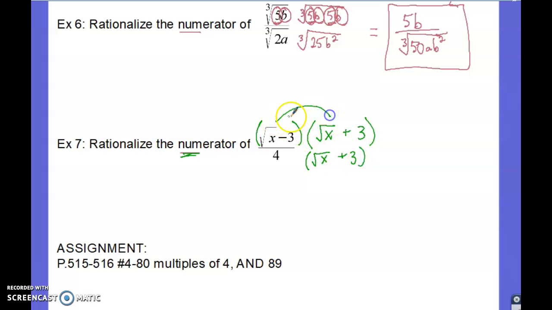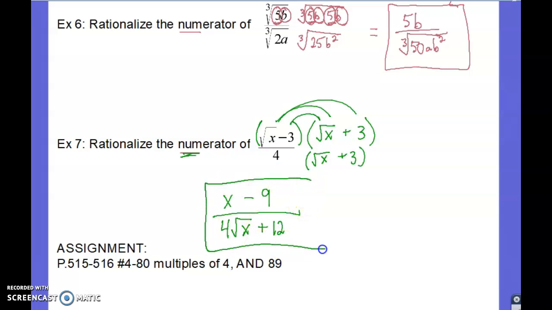So as I FOIL, root x times root x is x. 3 root x minus 3 root x will cancel each other out. Negative 3 times positive 3 is negative 9. And then I'm going to go ahead and just distribute that 4 into that: 4 root x plus 4 times 3 is 12. This is the answer I'm looking for.